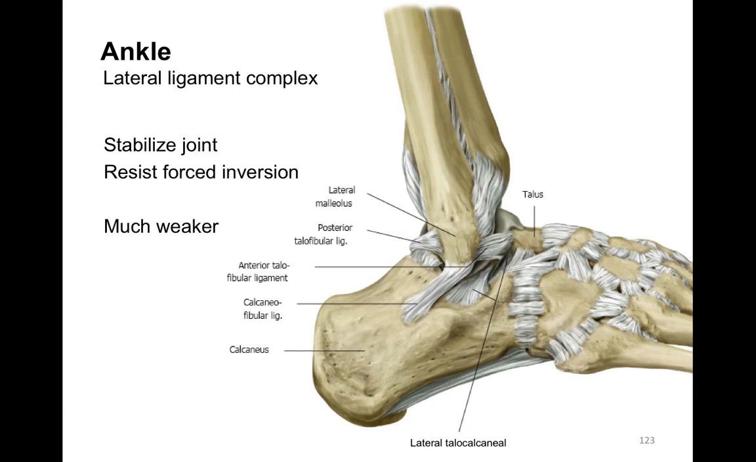Going to the opposite side of the ankle, we'll find the lateral ligament complex, which will again stabilize the talocrural joint, this time resisting forced inversion, and these ligaments are much weaker. These ligaments are as follows: anterior talofibular, calcaneofibular, posterior talofibular, and lateral talocalcaneal. These are all ligaments that form the lateral ligament complex and resist forced inversion.